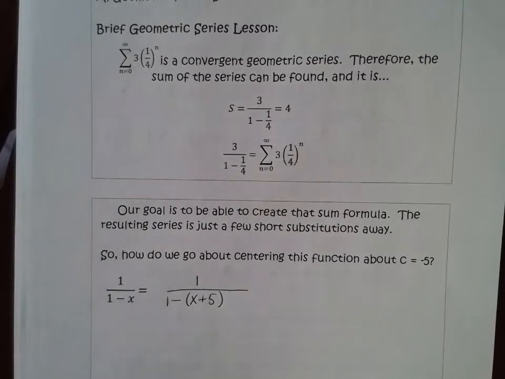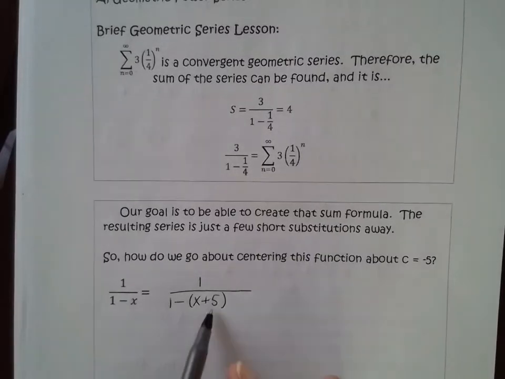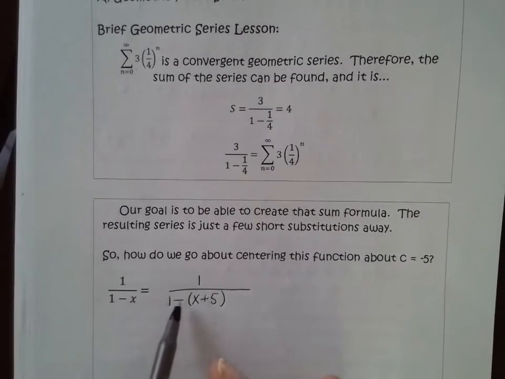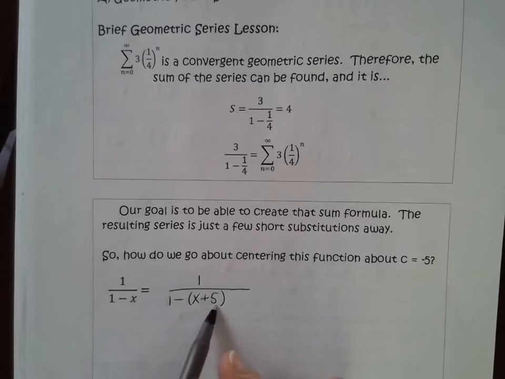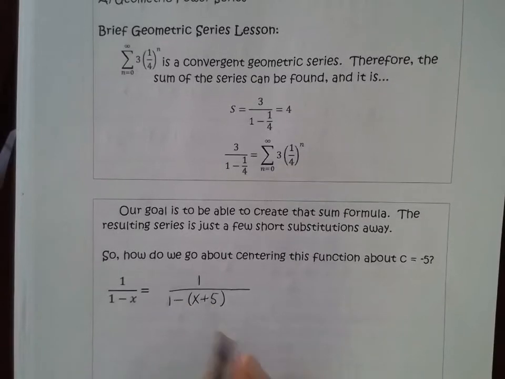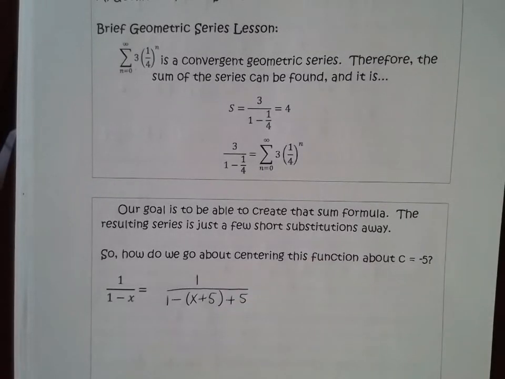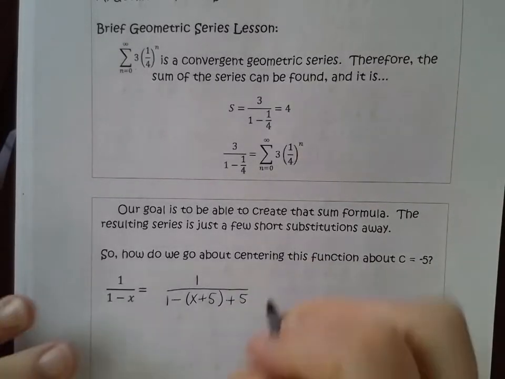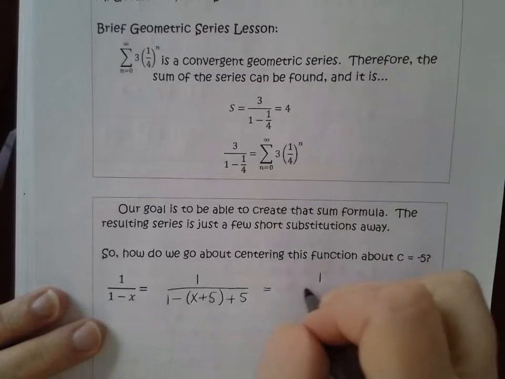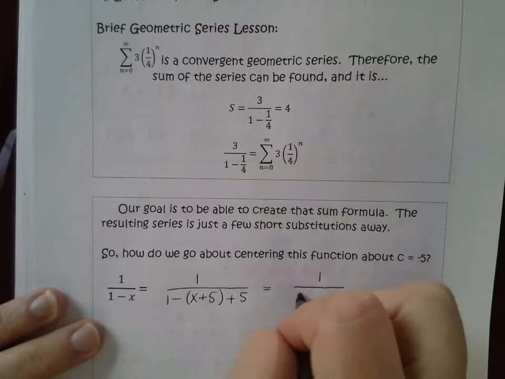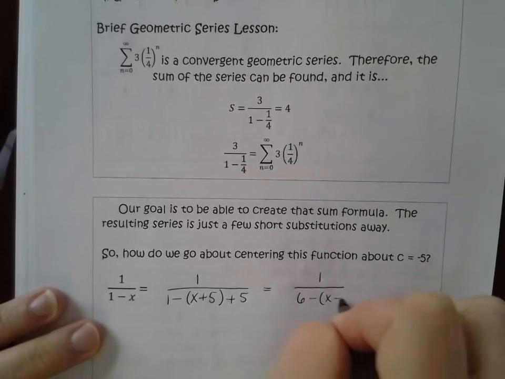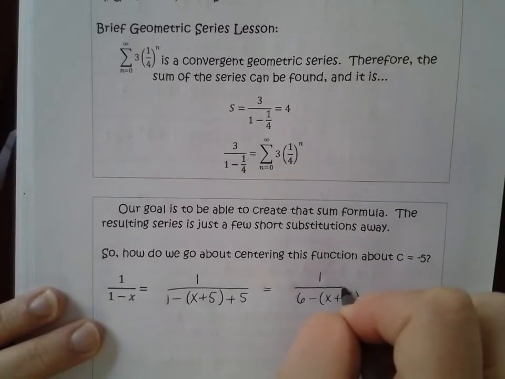They will only be equal if I balance it. Well, what did I just include in my denominator that wasn't there? You might say +5, but technically with the negative in front, it's a -5. So I balance this with a +5. I'm going to rearrange what I have a little bit, and technically I have 1 over 6 minus x plus 5.